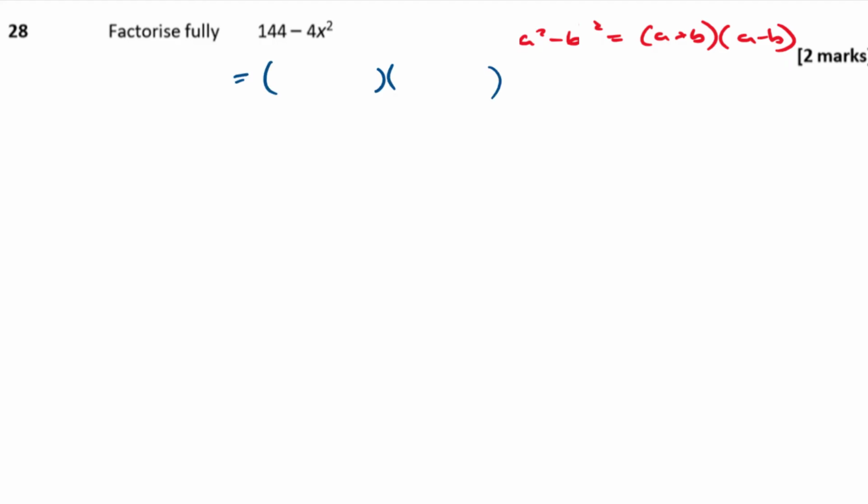Now what we need to work out is the square root of each of those things. So the square root of 144 is 12. So I'm going to have 12 and 12 here, and I'm going to have plus and minus. And the square root of 4x squared, that's going to be 2x, isn't it? So it's 12 plus 2x, 12 minus 2x. And that's it. We factorized it fully. 2 marks. Good job. Let's move on.